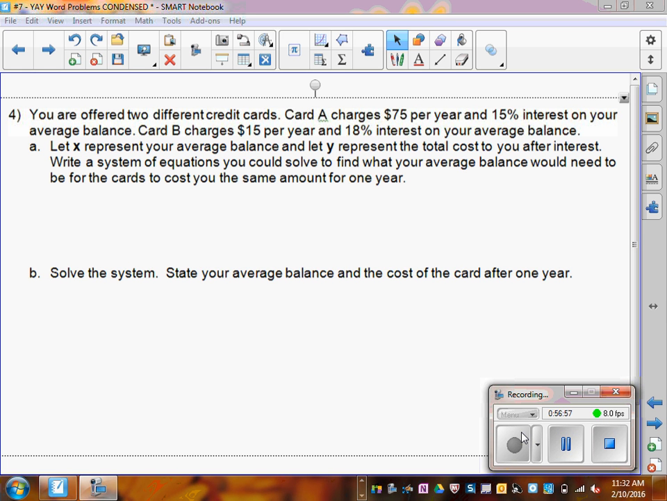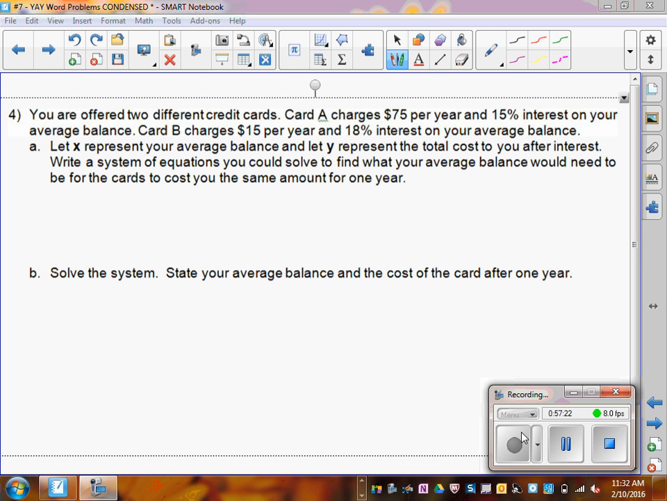So it says you're offered 2 different credit cards. Card A charges $75 per year and 15% interest. Card B charges $15 per year and 18% interest. Let X be your average balance and Y your total cost after interest. And then write a system you could solve to find what your average balance would need to be for the cards to cost you the same amount for 1 year.